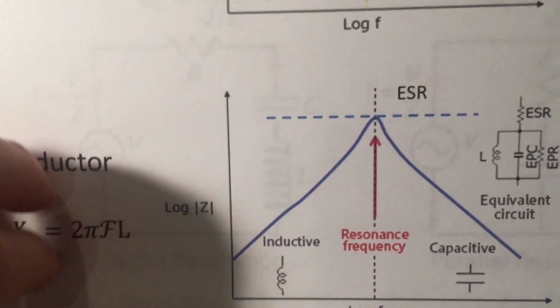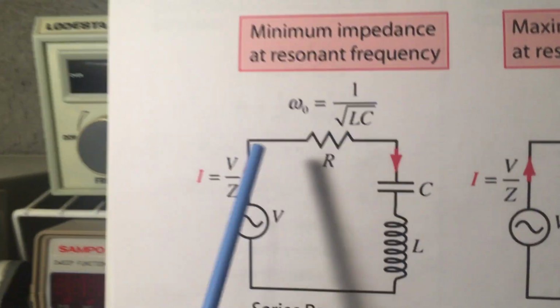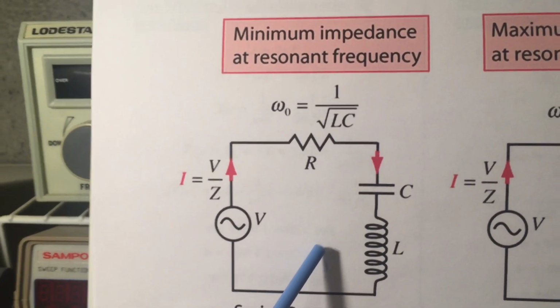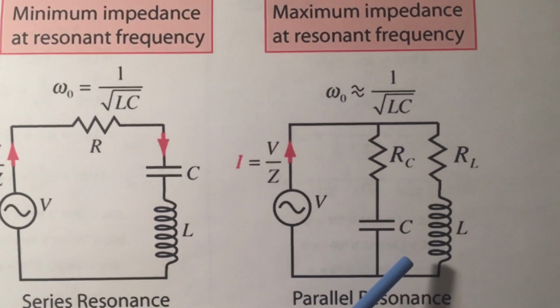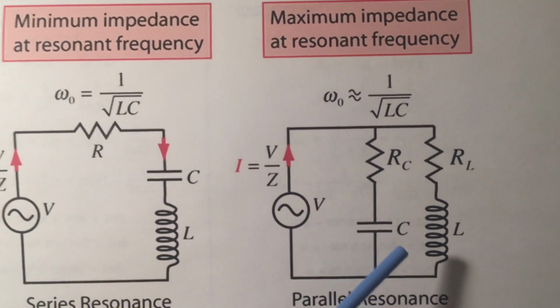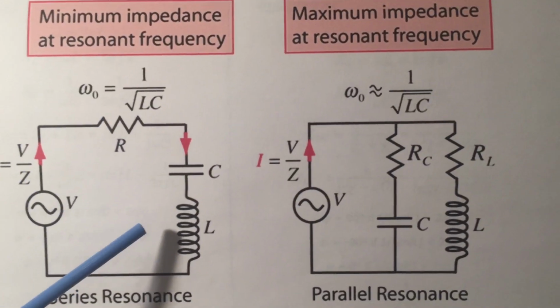Now let's just go to the next page here and say, okay, so one is a series resonant circuit that we see here, and one is a parallel resonant circuit that we see here. We often call that a tank circuit as well. And we can calculate what the resonant frequencies are for these components.